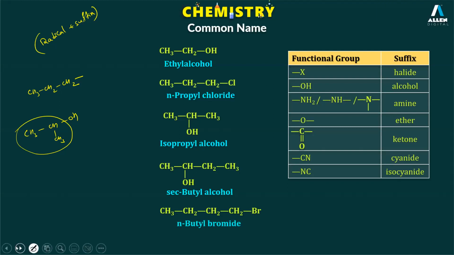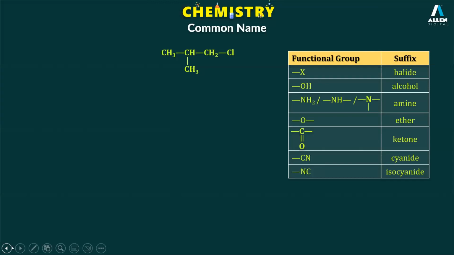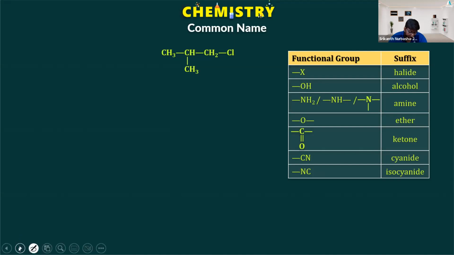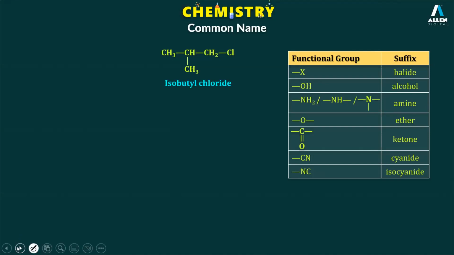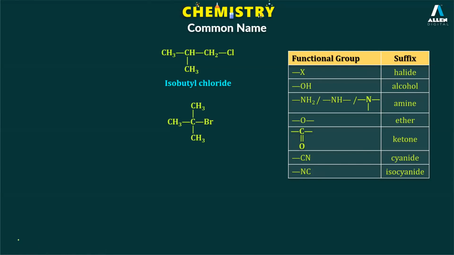You try to answer from now onwards. What is the name of this? CH3, CH, CH3, CH2Cl. Propyl or butyl? Butyl: isobutyl chloride. So look at the number of formats carefully. What about this one? CH3, C, CH3, CH3, Br. Neobutyl or tertiary? Tertiary butyl bromide. Very good.